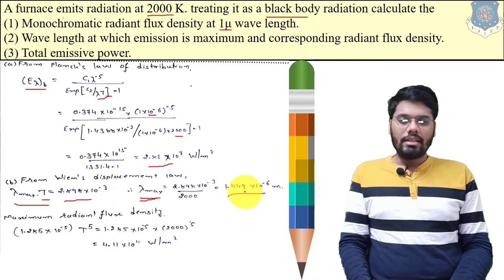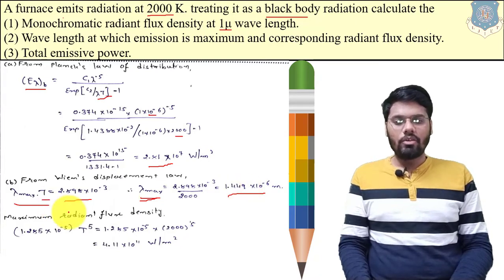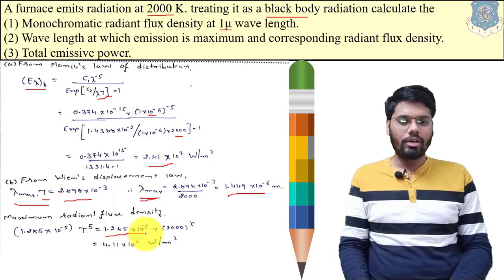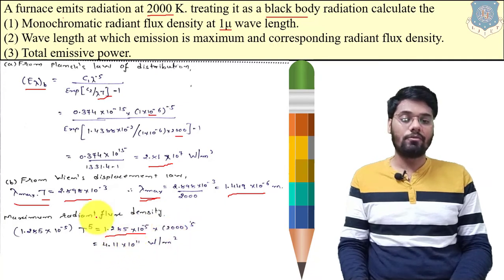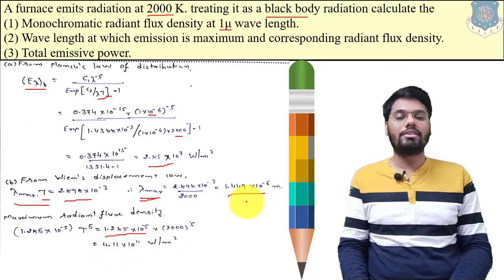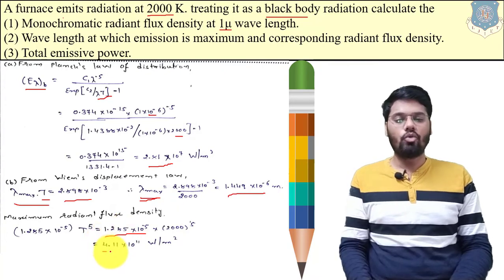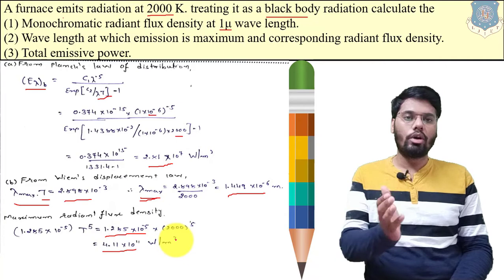Now at this wavelength, if we calculate the maximum radiant flux density, then we have the relation 1.28 into 10 raised to minus 5 into temperature 2000, which is given in the question. So at this temperature, for a wavelength of 1.4 into 10 raised to minus 6 meter, the maximum radiant flux density would be 4.11 into 10 raised to 11 watt per meter square.